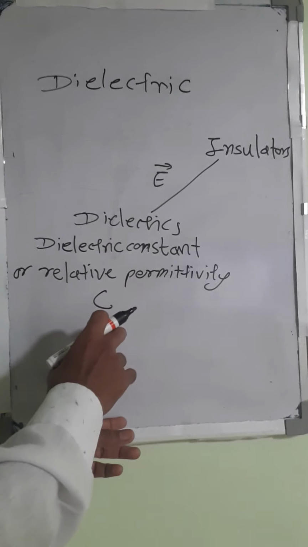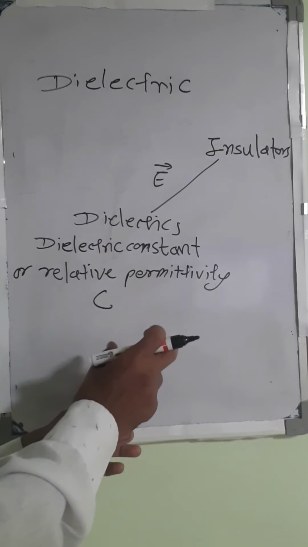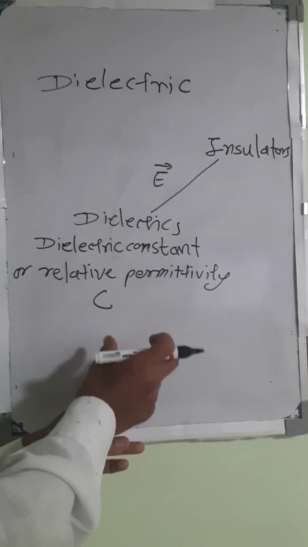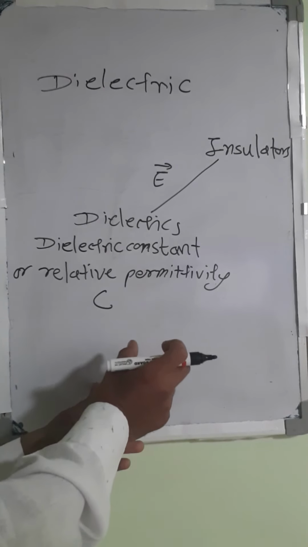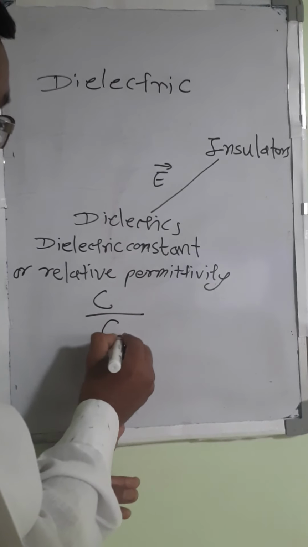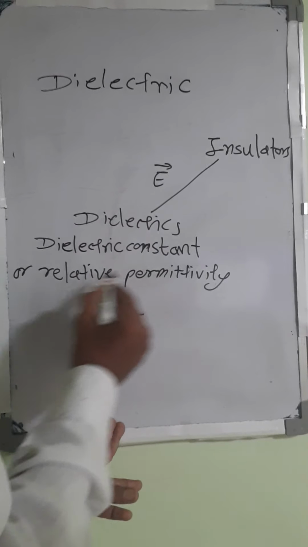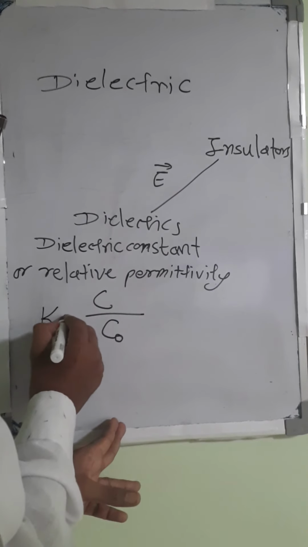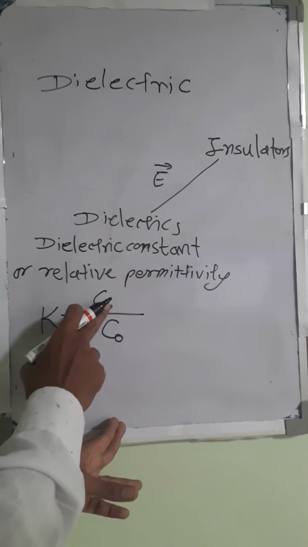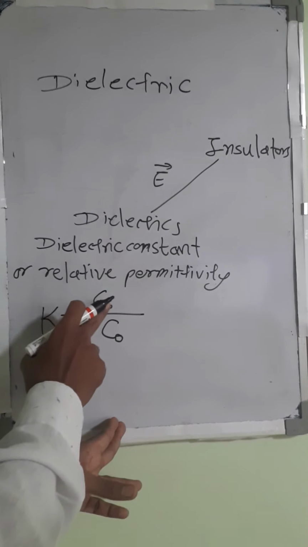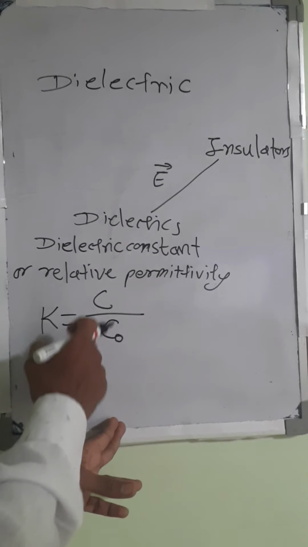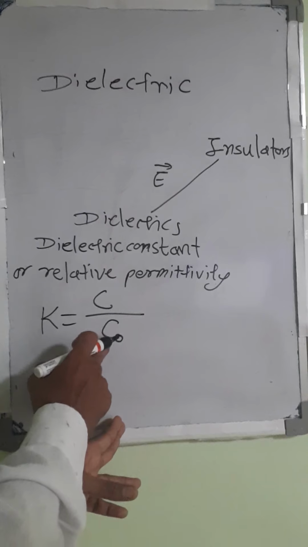is filled with the material in the space between its two plates, compared to the same capacitance when the space between the two plates is empty, vacuum or air, then the ratio of the capacitance when it is filled with the medium to that with the vacuum or space is called the dielectric constant or relative permittivity, and it is denoted by K. So K is equal to C upon C0, where C is the capacitance of the capacitor when the dielectric material is filled, and C0 is the capacitance of the capacitor when filled with vacuum or air.